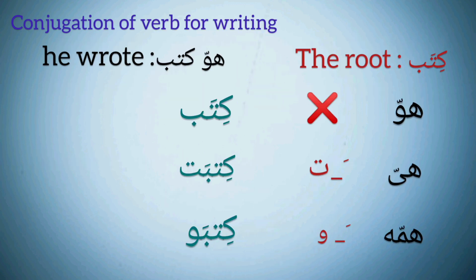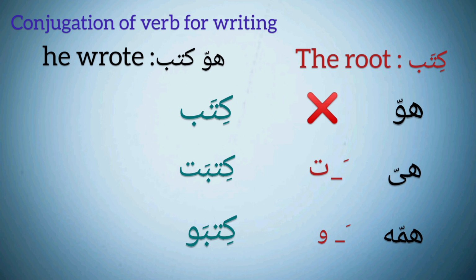Okay guys, first of all, we have to learn the conjugation of a past tense verb in Arabic, فعل ماضي. Then we can go on to فعل مضارع, present tense, or future tense in Arabic. But first of all, we have to learn the فعل ماضي. And we have the verb for writing. For writing, the root is كتب. هو كتب. Now we know what the root of a verb is. We knew that the root is كتب.